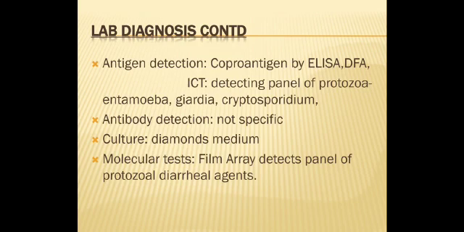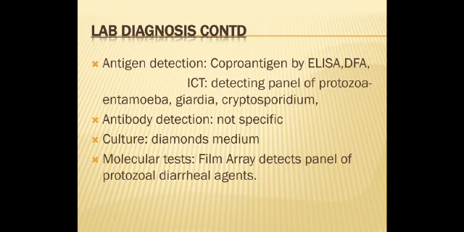We have antigen detection, wherein coproantigen, which is the antigen of the trophozoite, can be detected by ELISA or direct immunofluorescence assay, or we have an ICT, that is a rapid card immunochromatographic test. This ICT has a panel which can detect protozoa, with the antigens of Entamoeba, Giardia and Cryptosporidium.